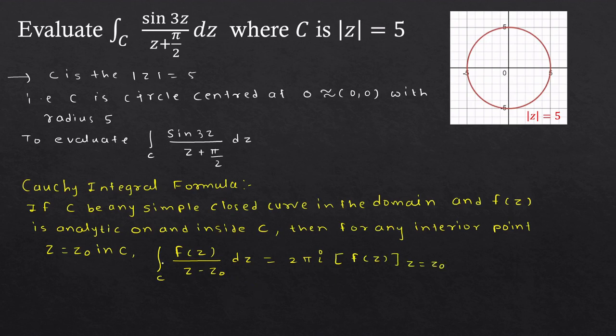Okay, so this is the Cauchy integral formula. What the Cauchy integral formula says is that C is any simple closed curve in the domain and f of z is analytic on and inside C. Then for any interior point z equals z0 in C, that means z equals z0 lies inside C, the integration over C of f of z upon z minus z0 dz is equals to 2 pi I into f of z at z equals z0. Here we have to use this formula to evaluate the integration over C of sine 3z upon z plus pi by 2 dz. Okay, now how to evaluate?